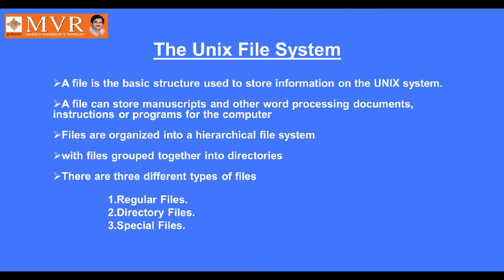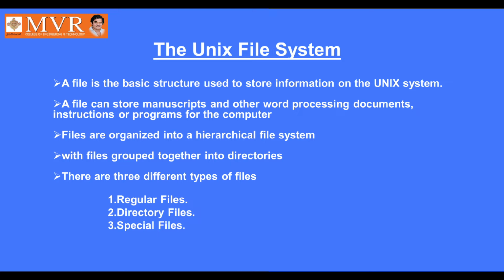So files are organized in a hierarchical file system. This is the important thing. In Unix, the files are organized in a hierarchical file system with files grouped together into directories. So similar files will be kept in a single directory. Now what is a directory? A directory is nothing but a collection of files. Because this is a hierarchical file system, we call it a tree type structure, an inverted tree type structure. We have an inverted tree structure in the Unix file system.